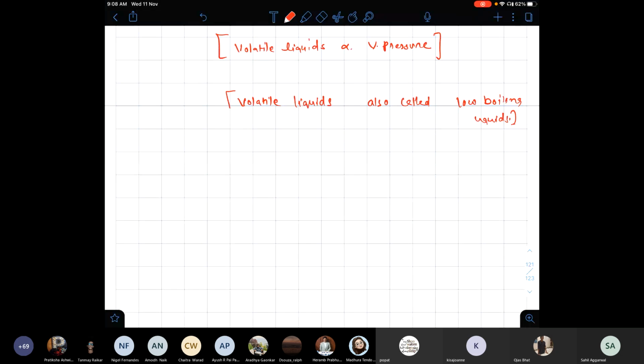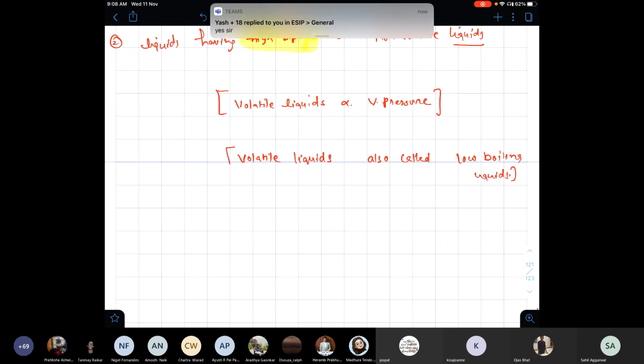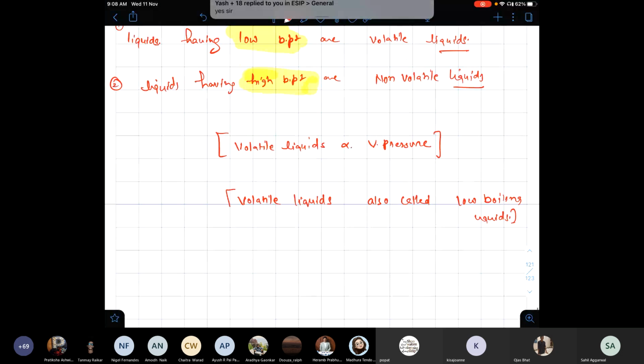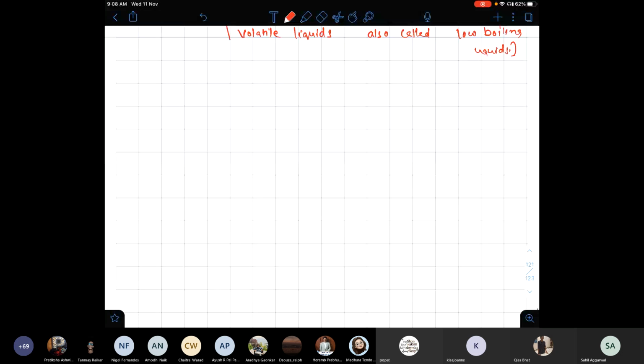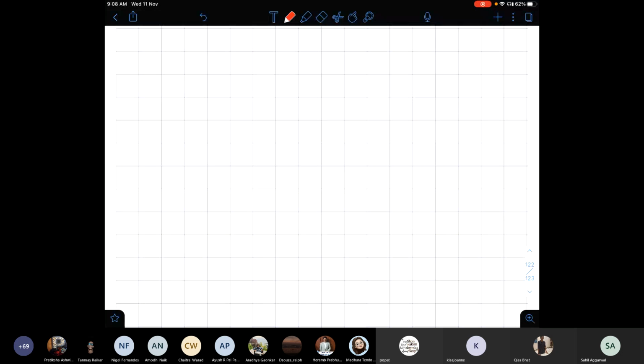So question can come on this volatile liquids also. Which of the following is maximum volatile? Which of the following is minimum volatile? Any problem to anyone? Normal boiling point and standard boiling point.